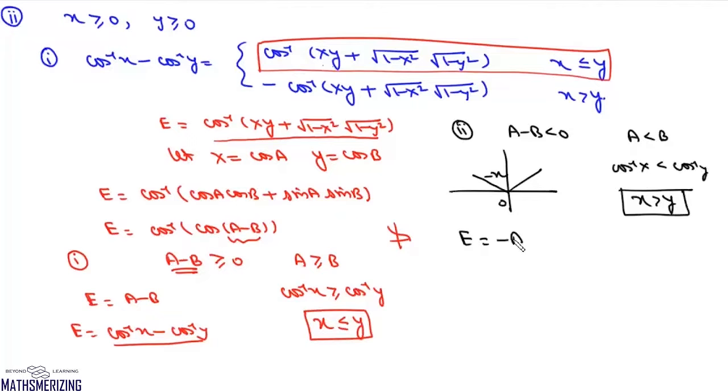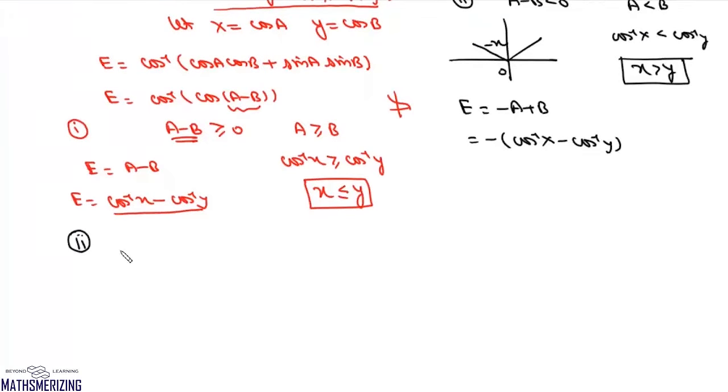So it will be minus A plus B. So we'll get this result as minus, and then A is cos inverse x minus cos inverse of y. So from here we'll get our second condition, which is cos inverse x minus cos inverse y will be minus cos inverse of xy plus under root 1 minus x square into under root 1 minus y square when x is greater than y.